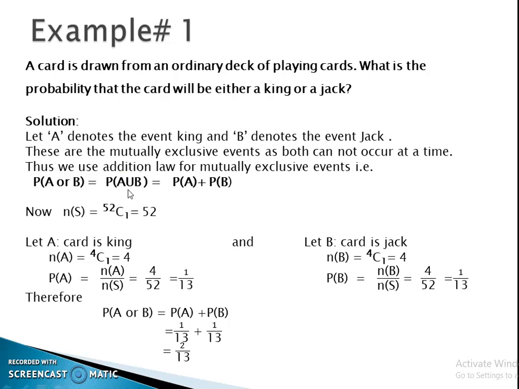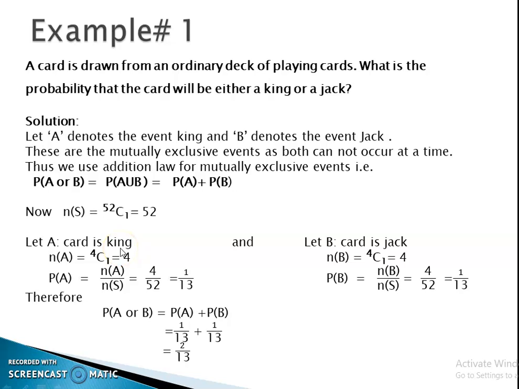Now total possible outcomes in the sample space S are 52C1. Out of 52 playing cards, any one of the cards can be selected, so we use the rule of combinations. 52C1 equals 52. You can solve the combinations by using calculators. Let A denote the card as king and let B denote the card as jack.